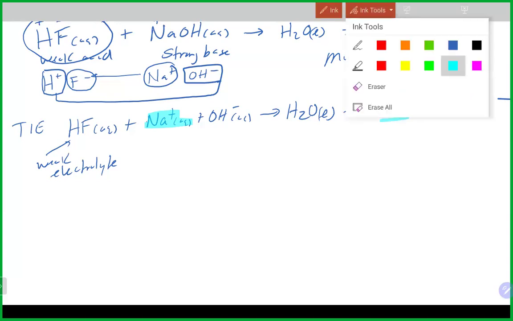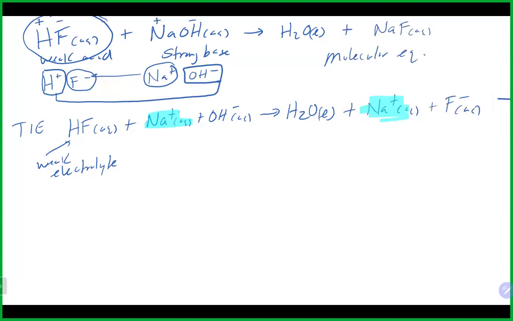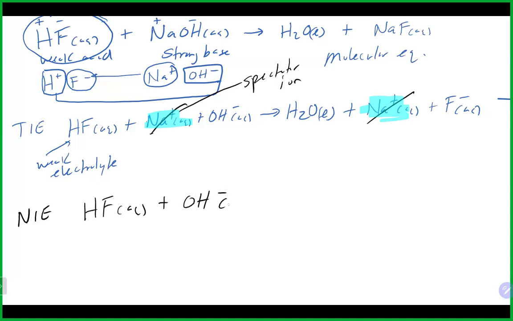We're still going to break apart. That would be our spectator. We're still going to cancel out our spectator ion in this case. And that will leave us our net ionic equation that looks like this. HF plus hydroxide will form water and F minus in this case.